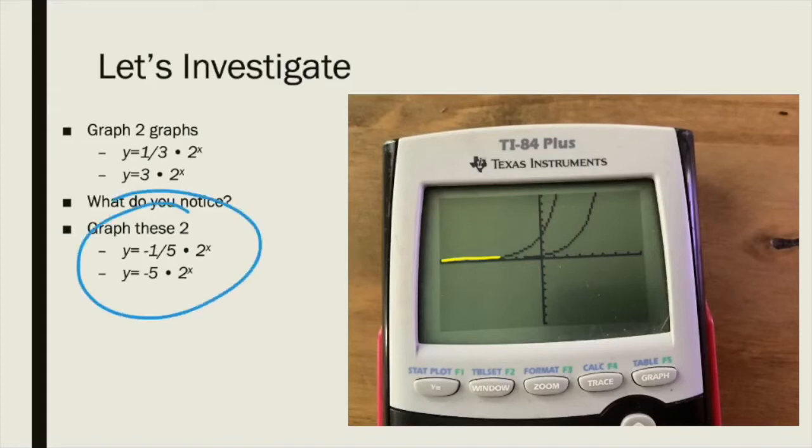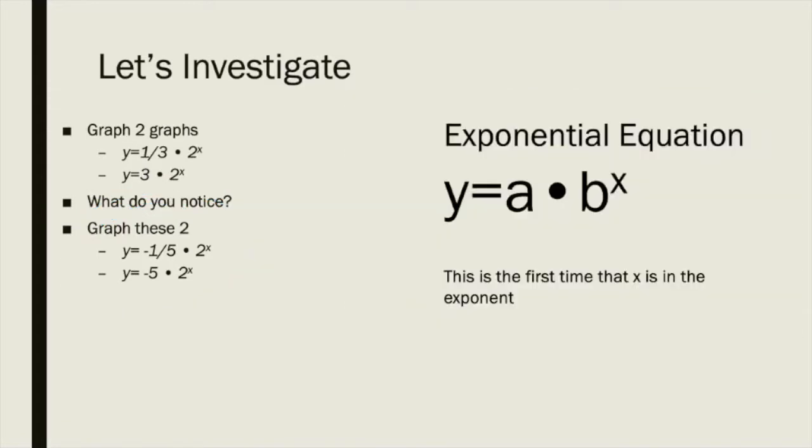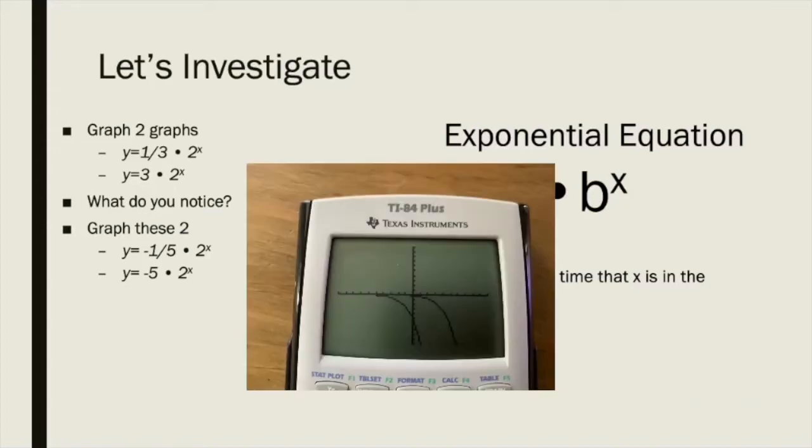Let's graph negative 1/5 and negative 5, both times 2 to the x. Do you think it's going to be below the x-axis this time? And what part tells you that, Heidi? The negative. Does our y-intercept still work? Is our y-intercept for this one negative 1/5? Yes. Is that this graph here? Yes. Is this one still negative 5? Yes. So this crosses the y-axis at negative 5, and this one crosses the y-axis at negative 1/5. So the y-intercept still works.